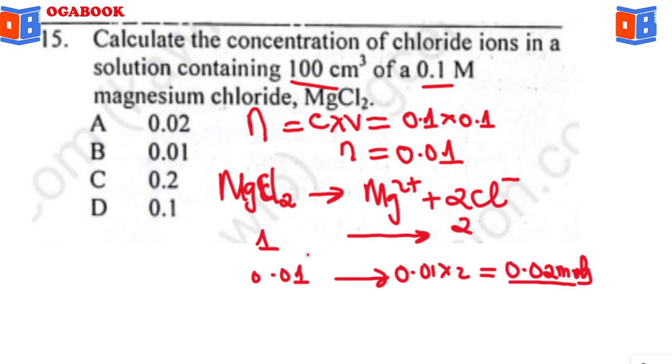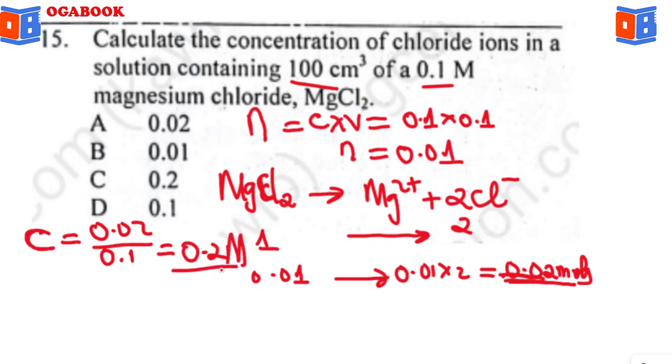Now we have 0.02 moles of chloride ions, but we have been asked to get the concentration. So concentration will be number of moles divided by volume in dm³. Getting the concentration of chloride, we take 0.02 divided by the volume, which is 0.1 dm³. Our answer is going to equal 0.2 molar, making option C correct.